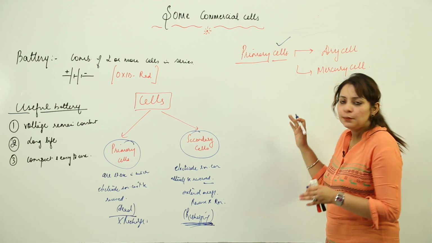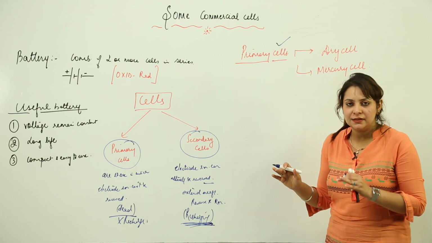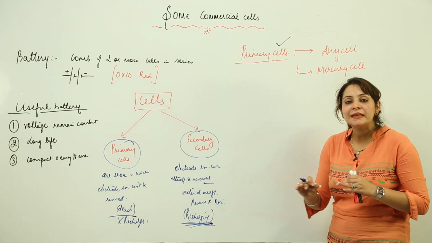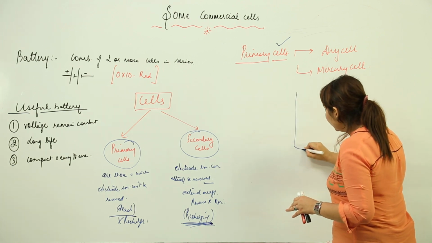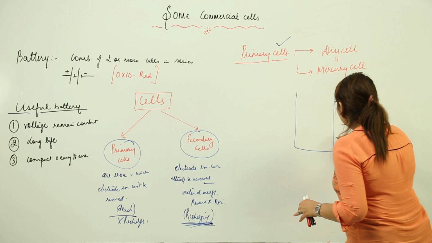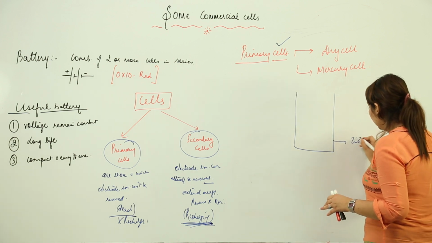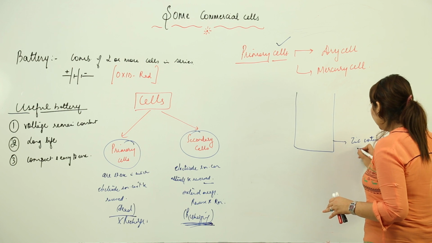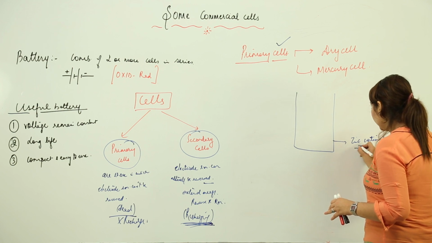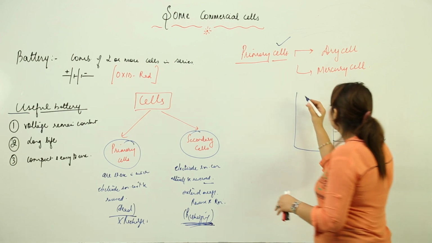So this is the basic thing about the dry cell, that it is a primary cell. Now just look at how it is formed. It is formed of a container, which is basically made of zinc. So there is a zinc container acting as the anode.